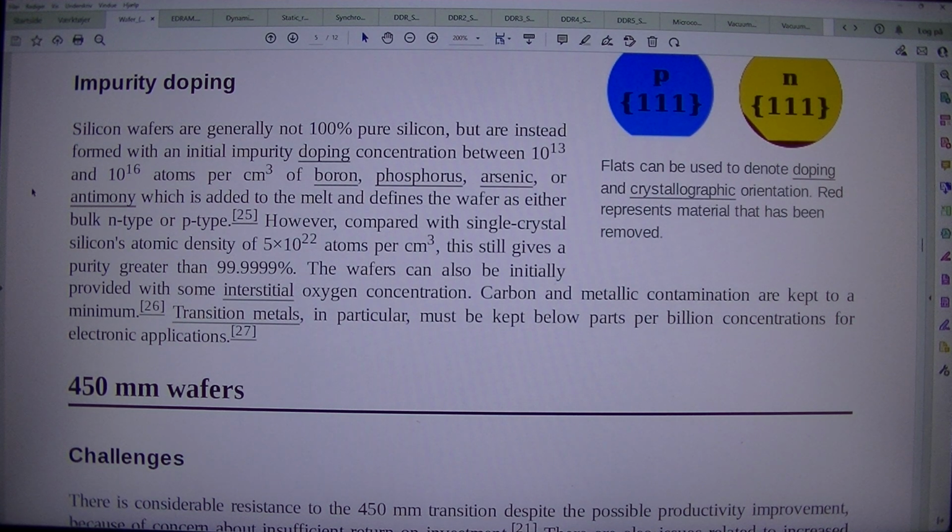However, compared with single crystal silicon's atomic density of 5×10^22 atoms per centimeter cubed, this still gives a purity greater than 99.9999%. The wafers can also be initially provided with some interstitial oxygen concentration. Carbon and metallic contamination are kept to a minimum. Transition metals, in particular, must be kept below parts per billion concentrations for electronic applications.